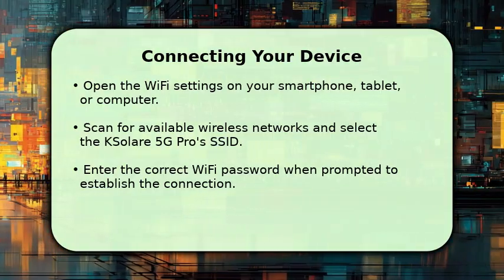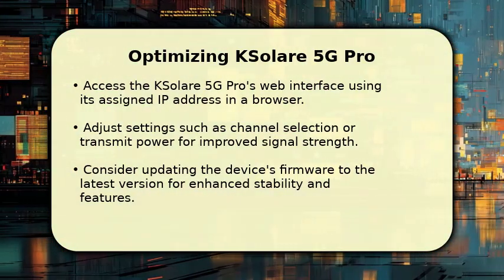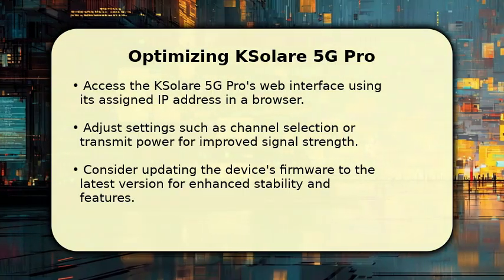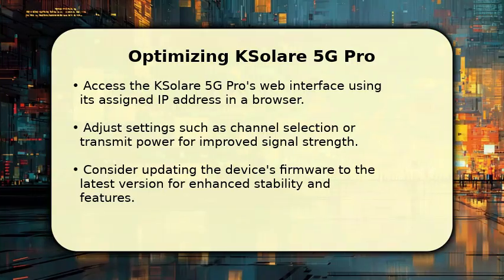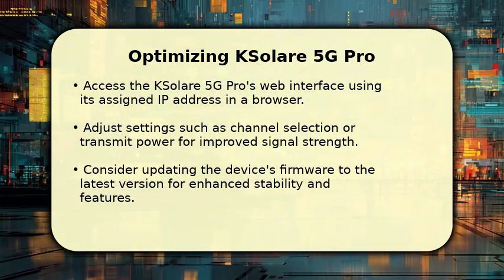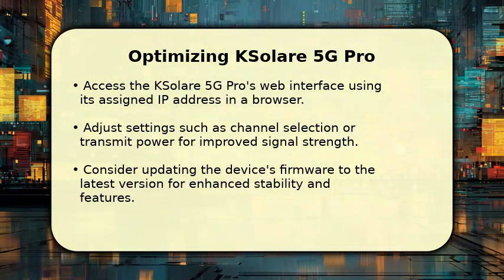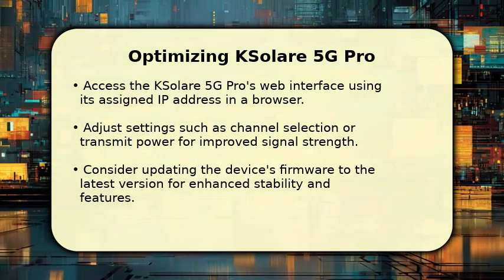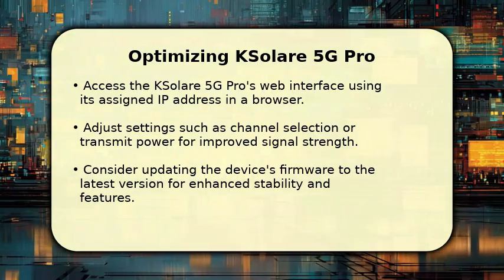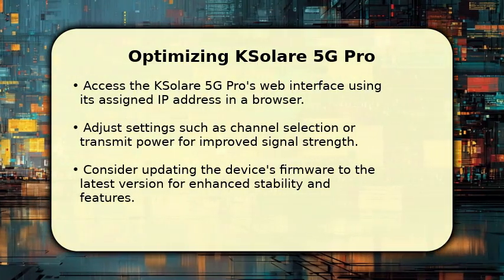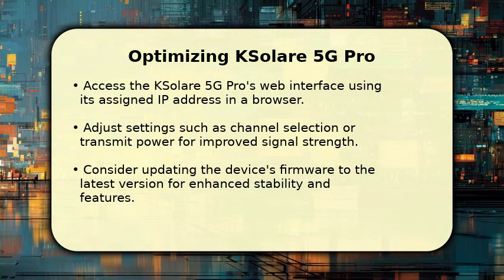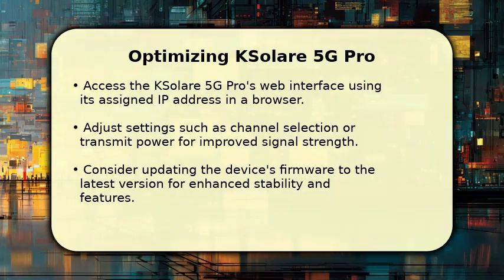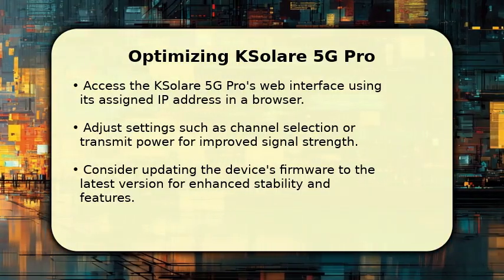To get the most out of your KSolare 5G Pro, you might want to fine-tune some settings. Open a web browser and enter the device's IP address to access its administrative interface. Here, you can adjust things like the wireless channel to avoid interference, or even boost the transmit power slightly. It's also a good idea to check for and install any available firmware updates. Don't forget to set a strong, unique password for accessing these settings.